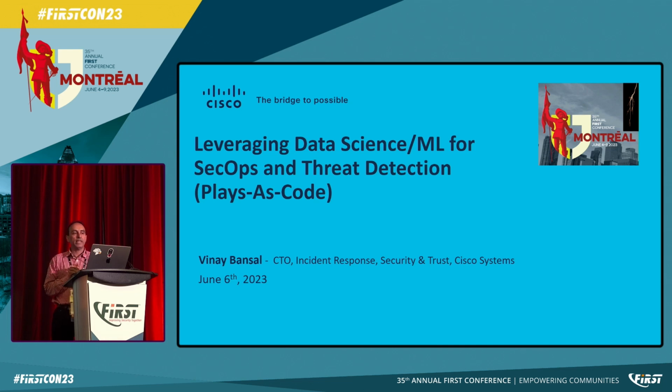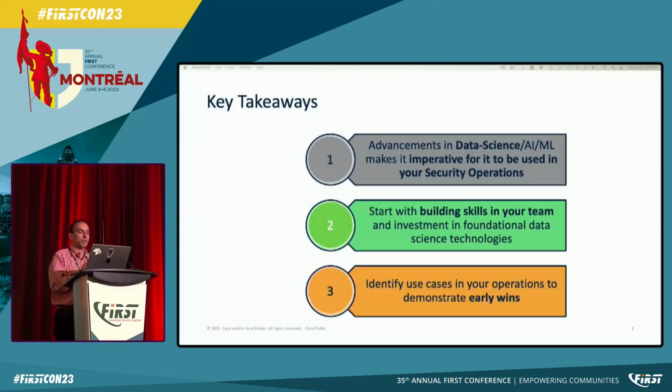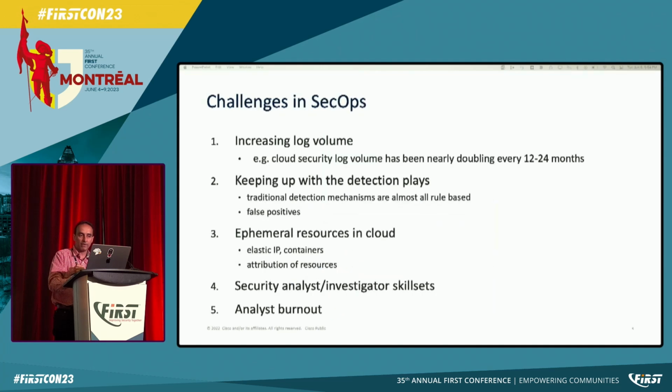So starting with the key takeaways, which I want to share here. With some of the talks which we saw today, advancements in data science have come to that mark where security operations have to start leveraging it. So it's definitely there. We have been trying to do that for a year and a half, with some positive results. It starts with building skills in a team and layering some foundational stuff, and I'll talk a little bit about that. Then as you do that, you should be looking for early wins. There is a lot of hype around AI/ML, so that's one of the things you need to be doing, to look at what your early wins are.